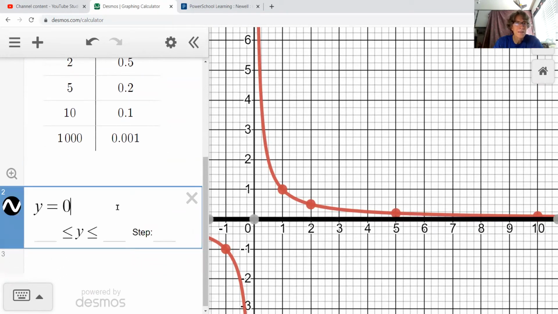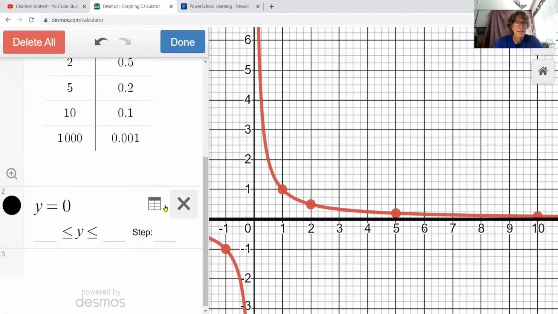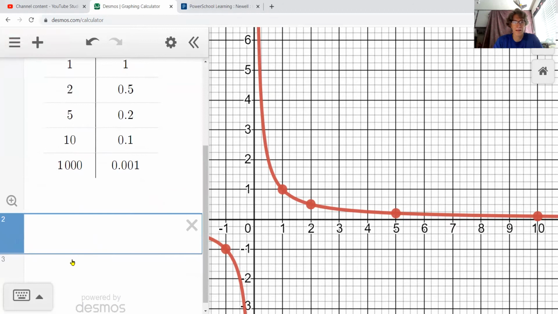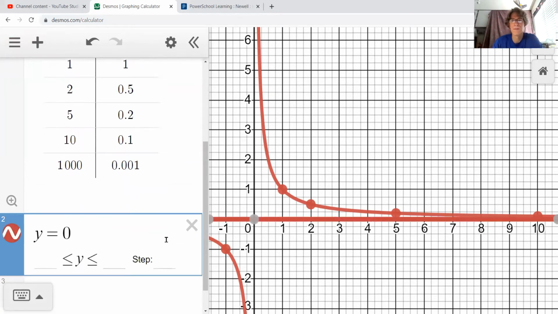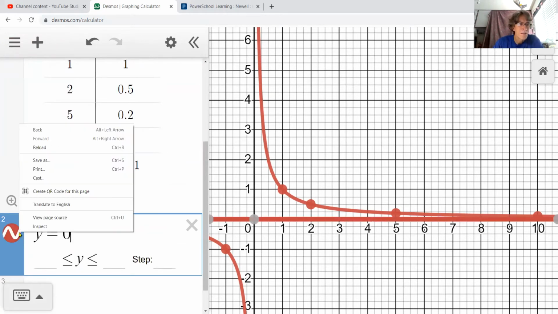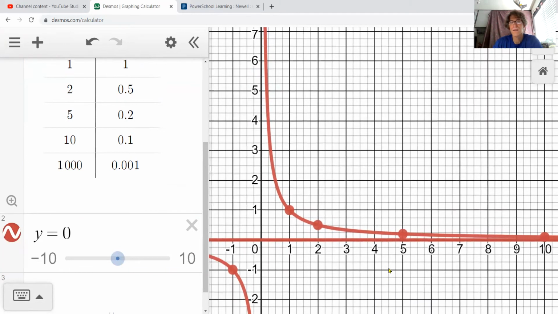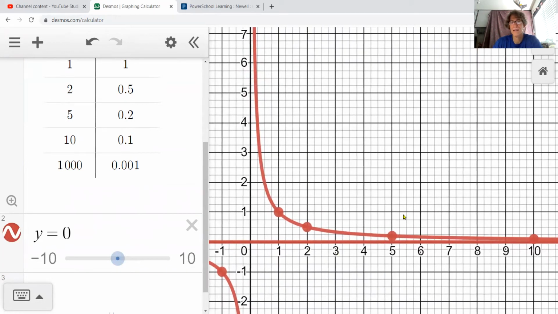I want to make it change the color here. Apparently I can't do that right now. Okay, whoops, I just wiped it out. Put that back up there. Y equals 0. There's a way for me to change the color, but I don't know how right now. Okay, so there's y equals 0. It's getting closer and closer to that line. We call that a horizontal asymptote.